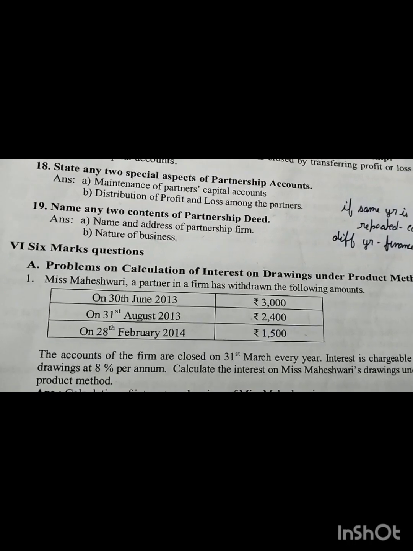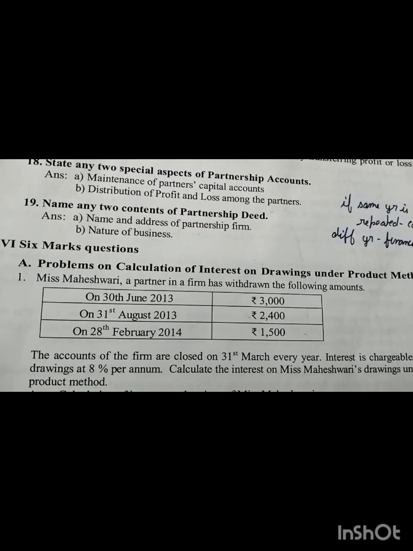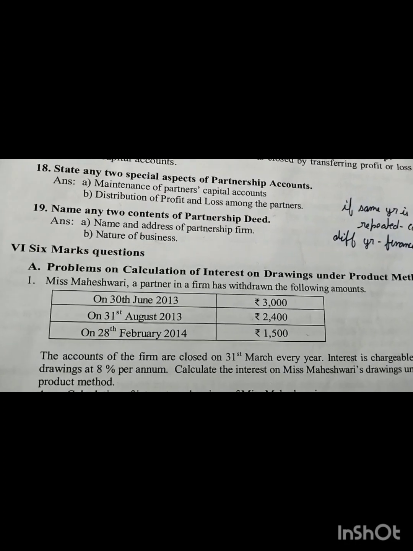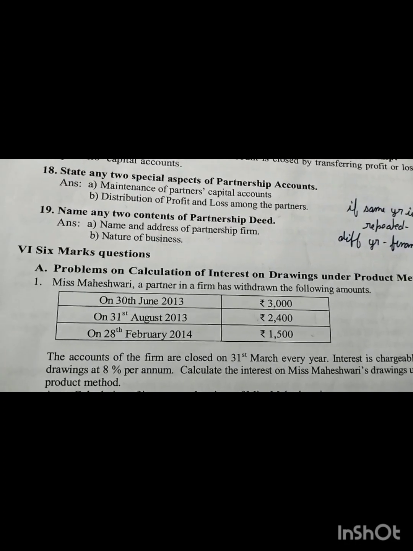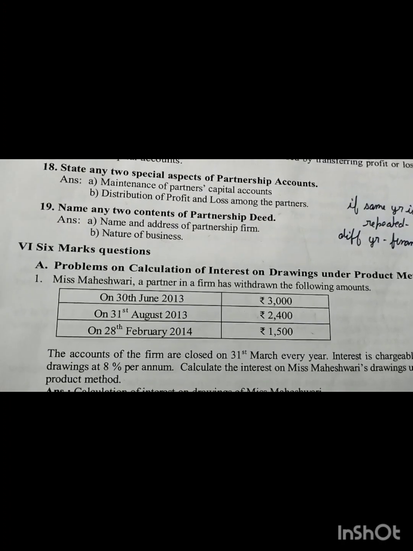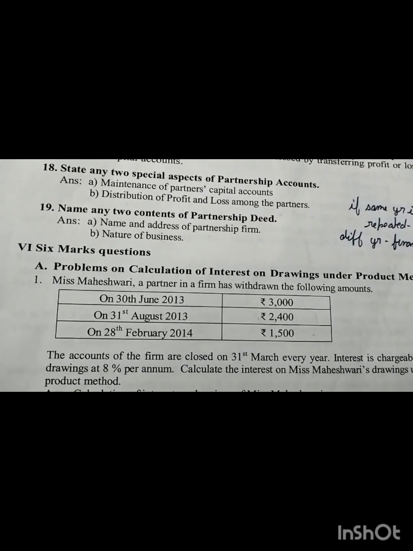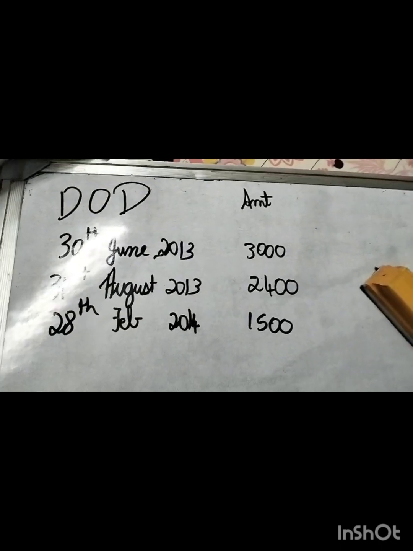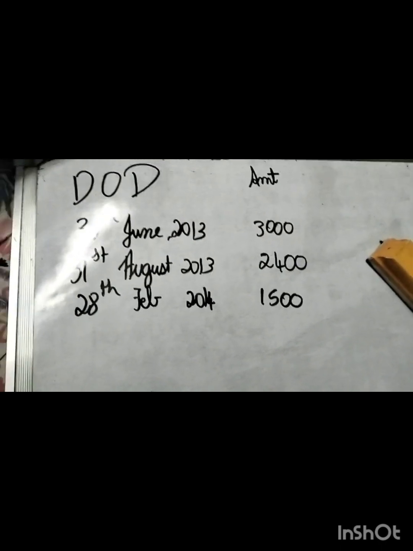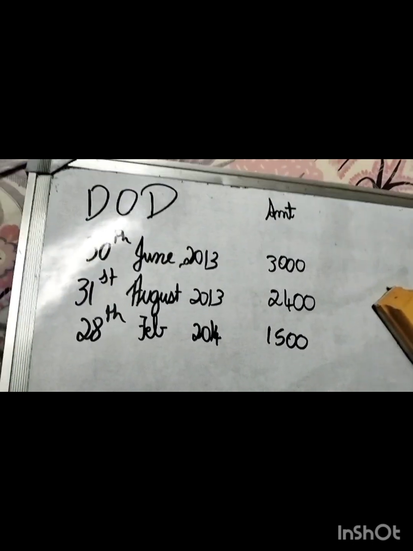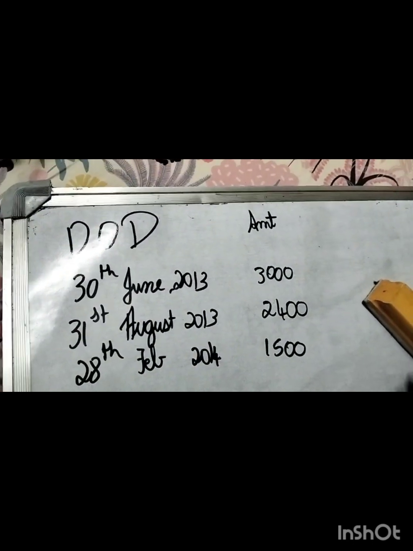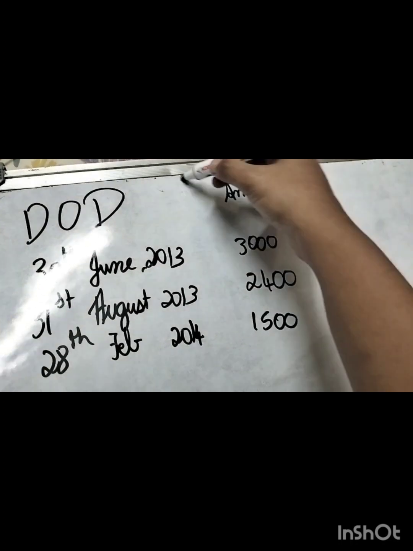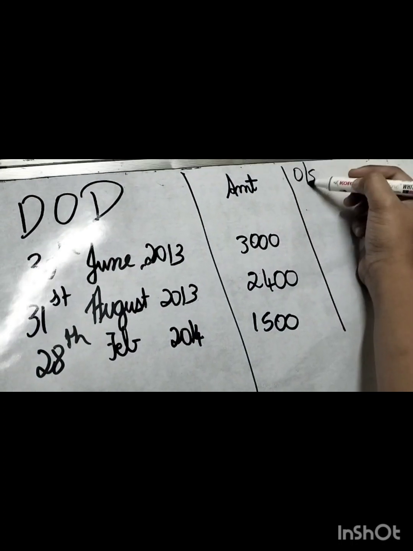For the 6 markers, it will either be interest on drawings under product method or unit time method or P&L appropriation or guarantee of profit. It is not sure, but one question is going to come from this chapter for 6 markers. First you write the DOD, which is nothing but date of drawings. You write the date of drawings and the amounts, and then the next column is going to be outstanding period.